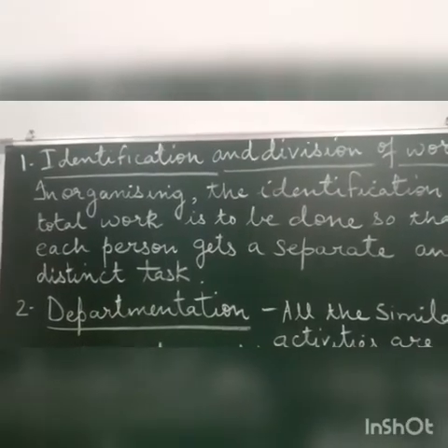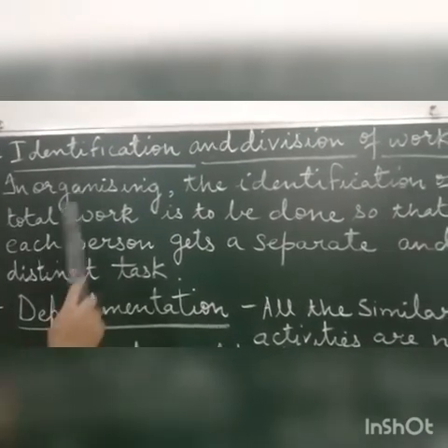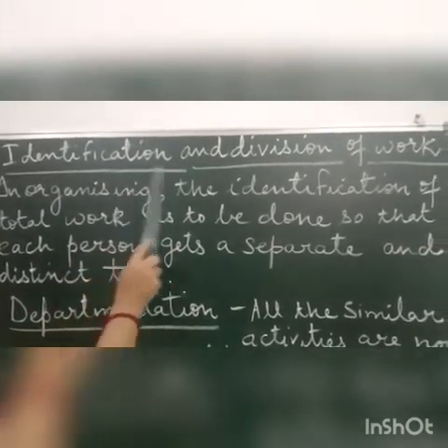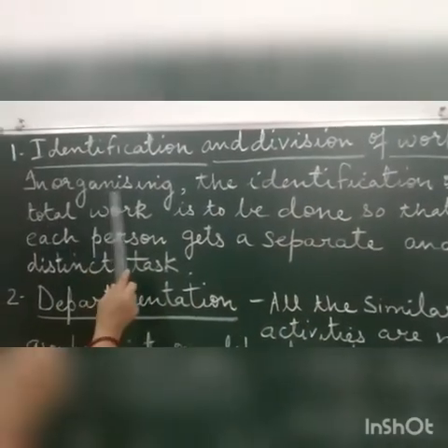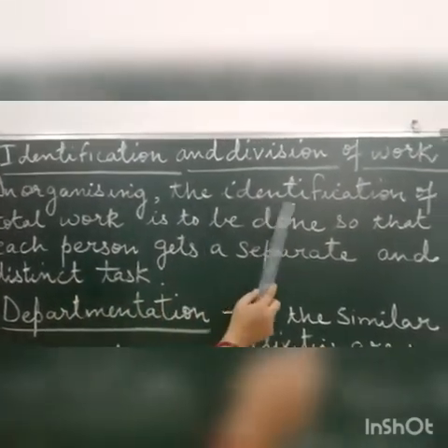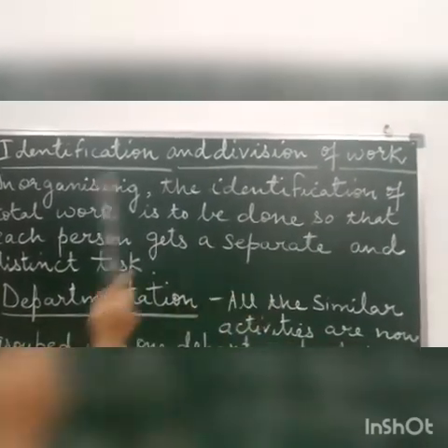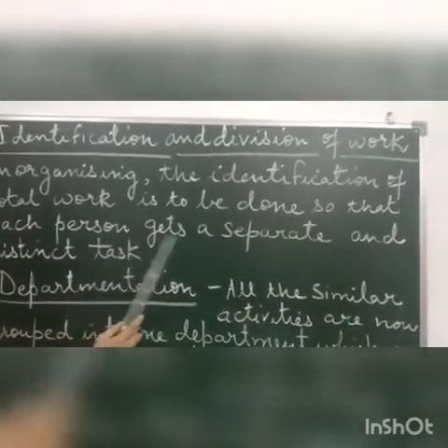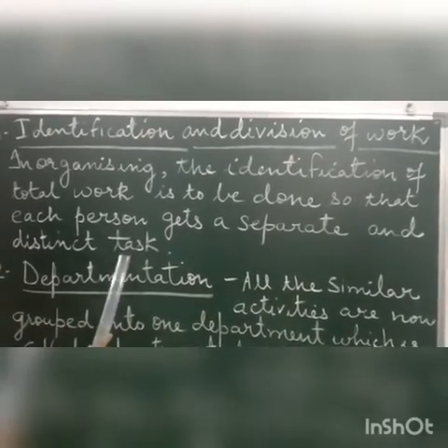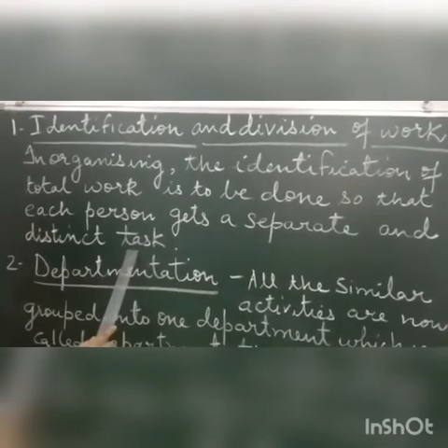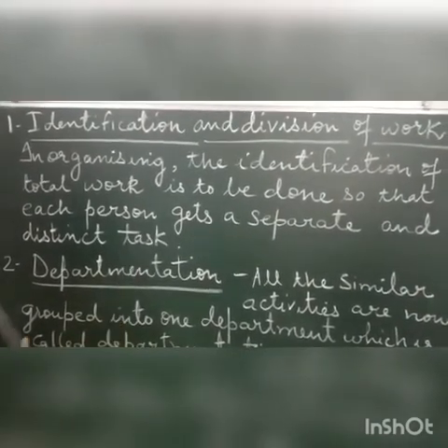Now I am going to discuss about organizing process, and there are 4 steps to this process. The very first step is identification and division of work. In organizing, the identification of total work is to be done so that each person gets a separate and distinct task. This step helps in promoting specialization and systematic working in the organization.